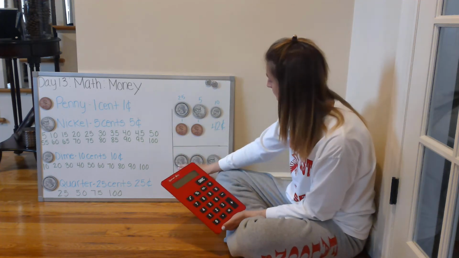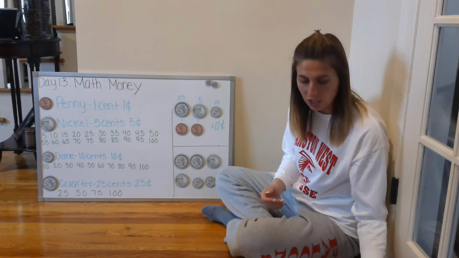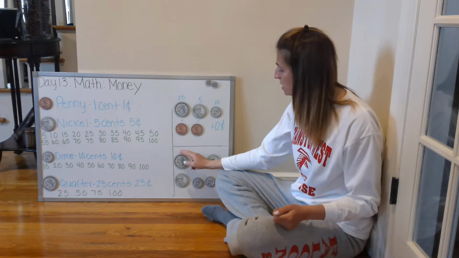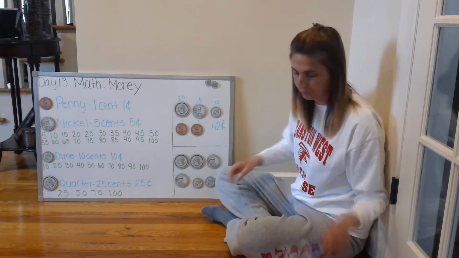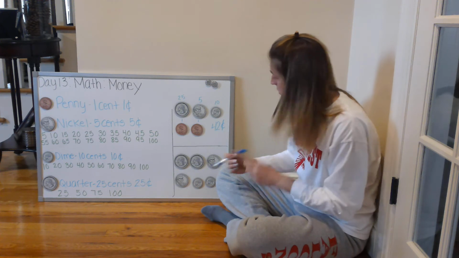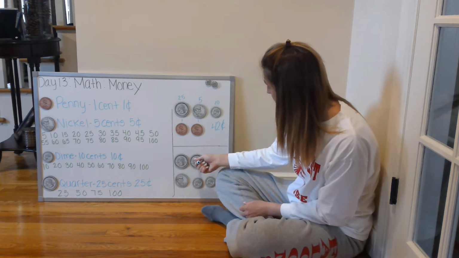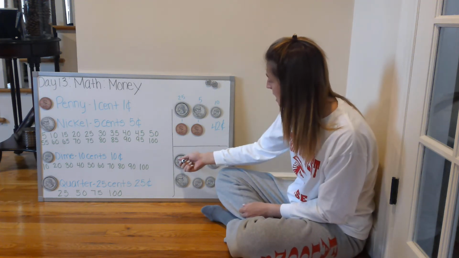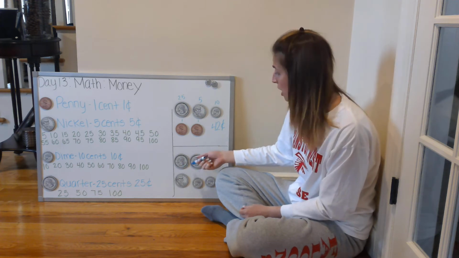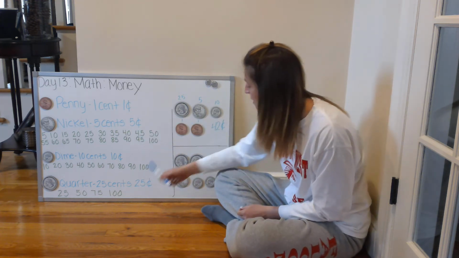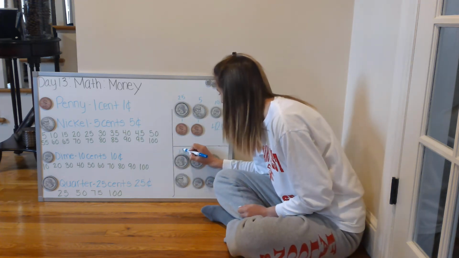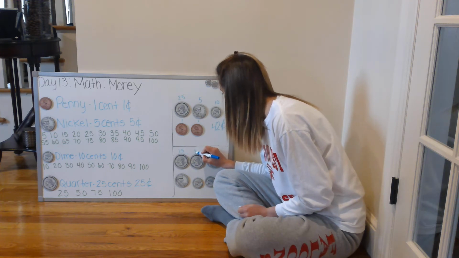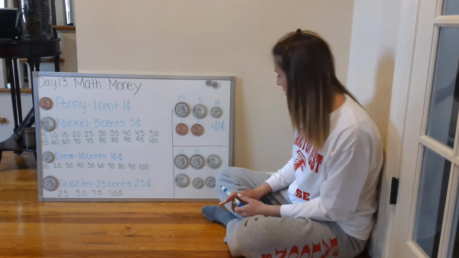Now we're going to calculate our next group. First, by identifying each of the coins and writing the number above. So I have two of these coins that are the same. Both are a quarter, and a quarter is worth 25 cents. So I'm going to write 25 above the first quarter and 25 above the second quarter.